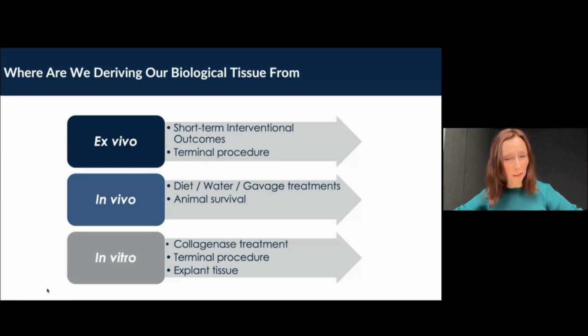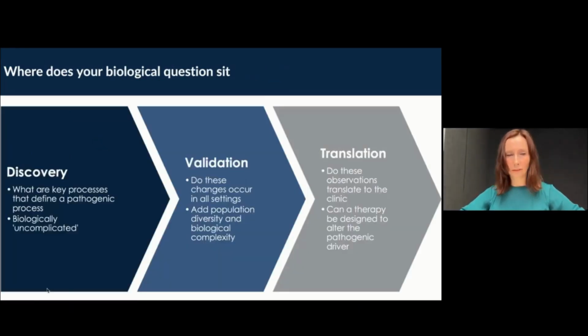Lastly, with in vitro systems, especially with those primary cardiac myocytes, here we're going to need to treat them with collagenase. That is a consideration to keep at the front of our mind: to what extent is that collagenase actually impacting the cardiac myocyte, moving it from its physiological function. It requires a terminal procedure or alternatively explant tissue.